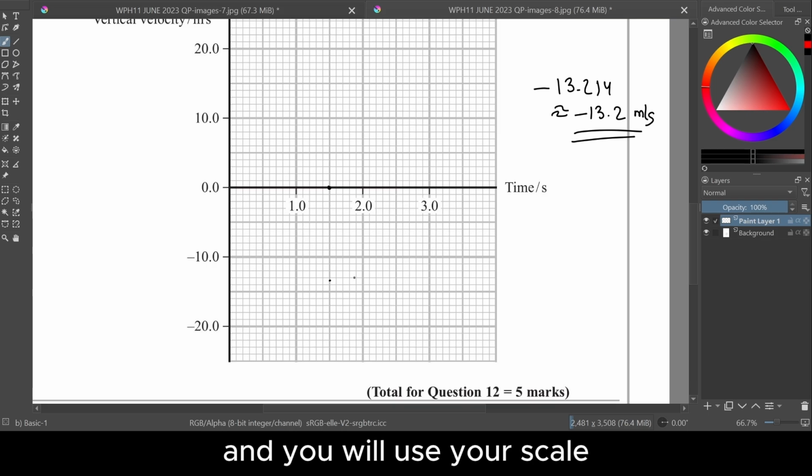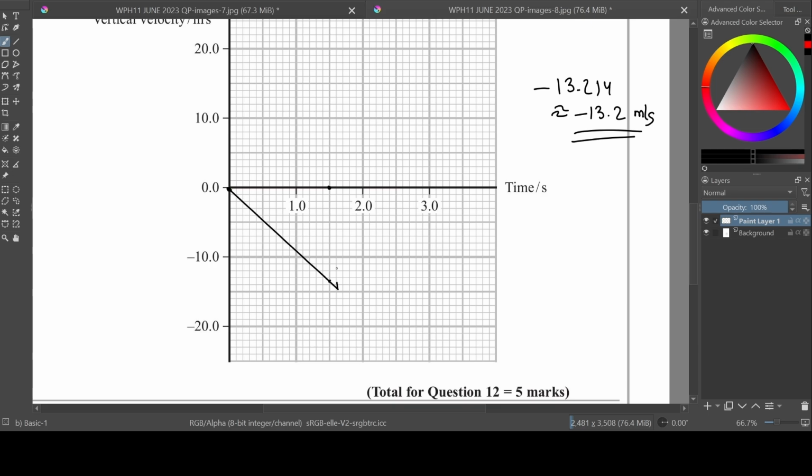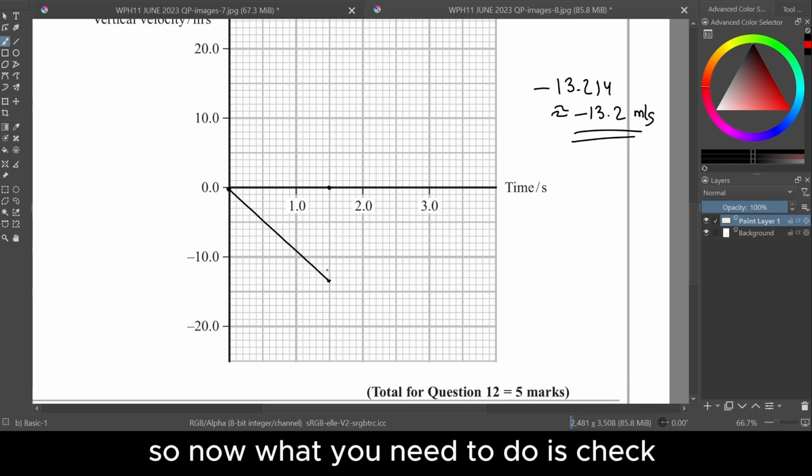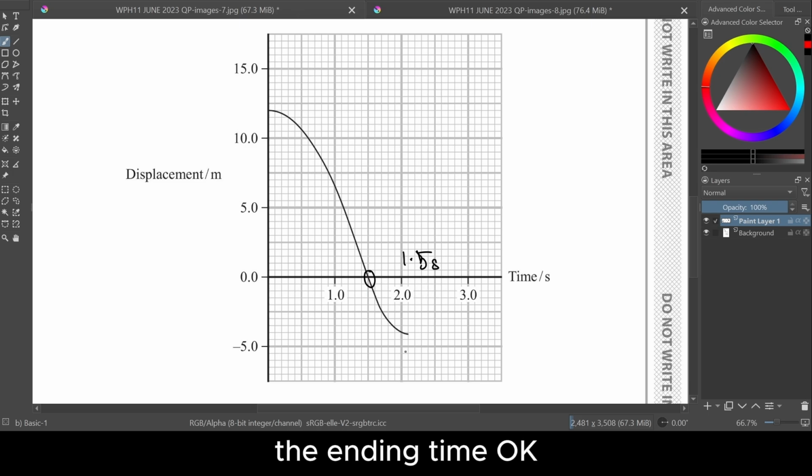And you will use your scale and connect this point to this point right here, okay? So it should be something like this. Sorry, right. Whoop, and whoop. Okay, so now what you need to do is check the ending time.